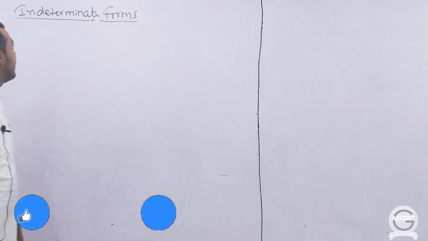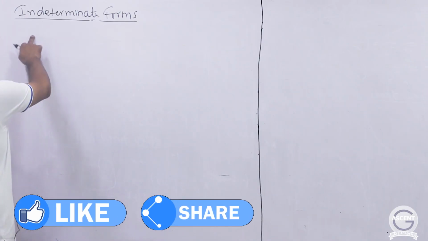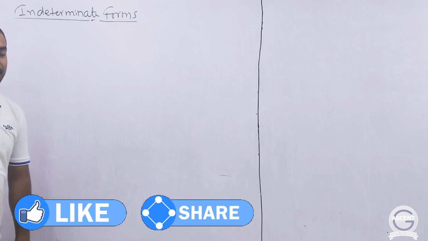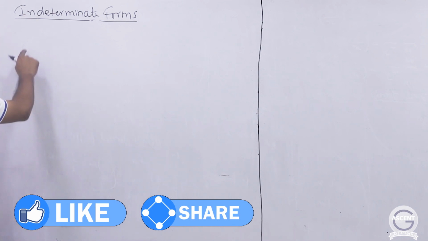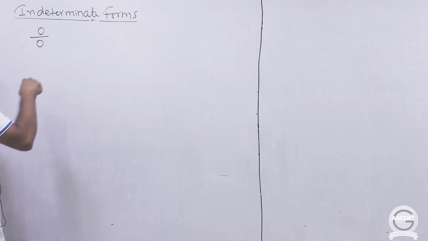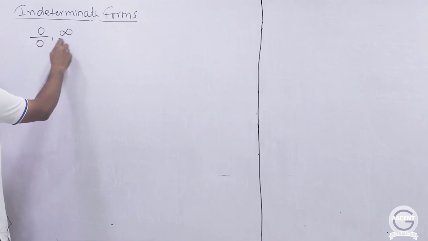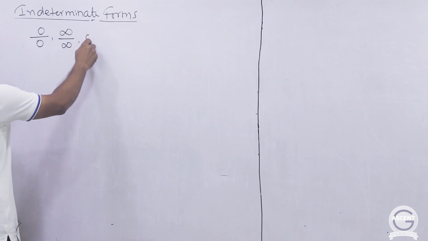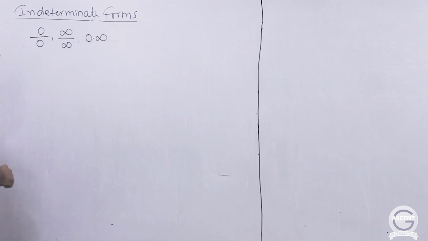Okay, so next we have to learn about indeterminate forms. In total there are 7 indeterminate forms. The first indeterminate form is 0 by 0. The second indeterminate form is infinity by infinity. The third one is 0 into infinity.